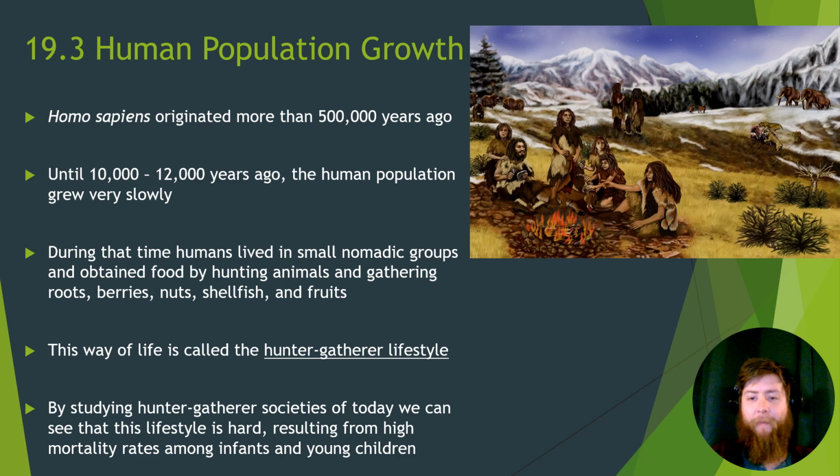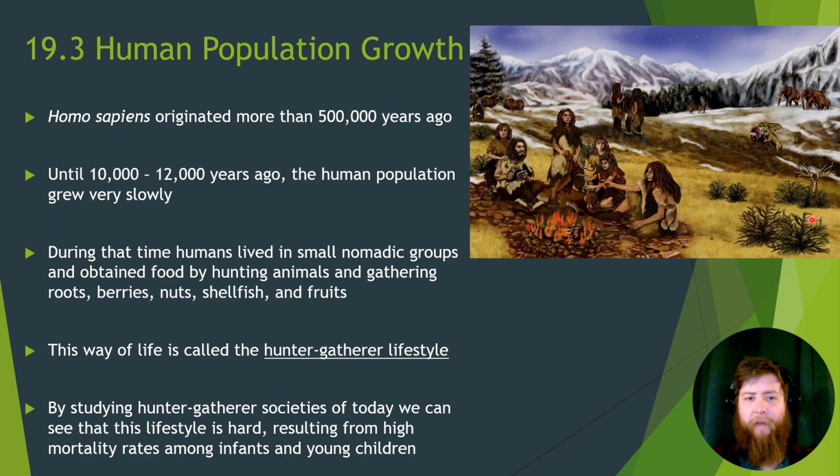The last thing we're going to talk about is human population growth. As a species, Homo sapiens, one of our best guesses is around 500,000 years ago, we started to grace the earth with our presence. And until around 10 to 12,000 years ago, our population grew very slowly. We stayed at more of a kind of constant growth model there. But during the time before 10 to 12,000 years ago, we lived in small nomadic groups.